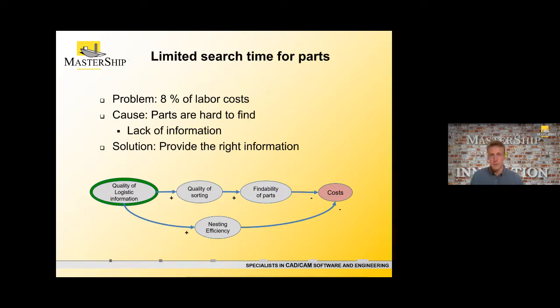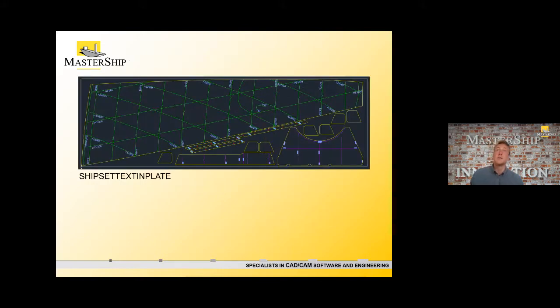Let's see, what else do we have? Yeah, so in MasterShip, we have a command called ship set text in plate. And this makes it quite easy to provide the right information right away. So what you see here is a printed or a nested plate. And if you see this, you still have no clue what is in the plate.